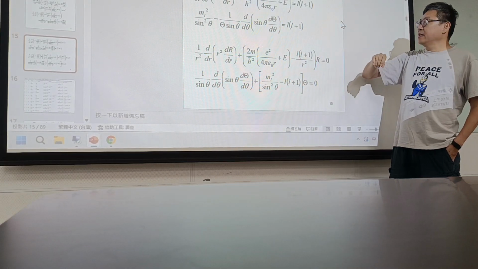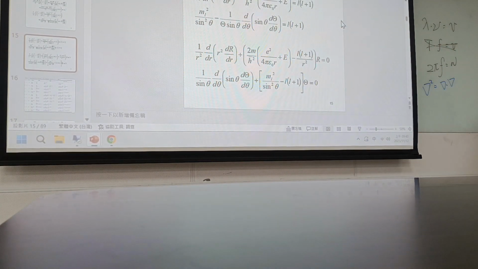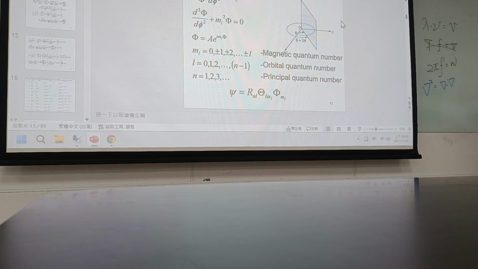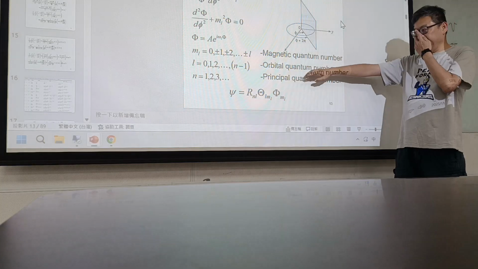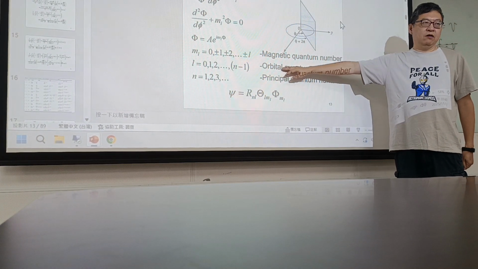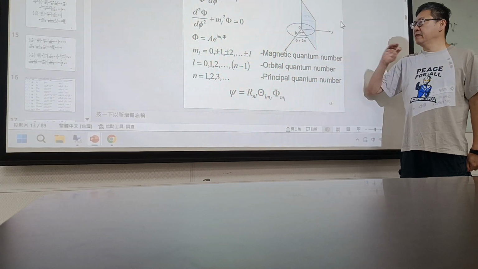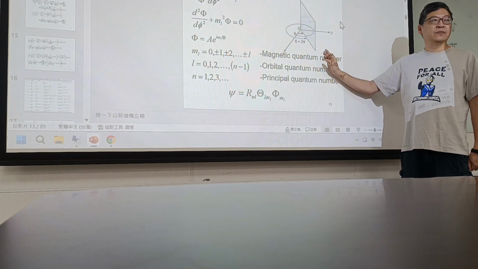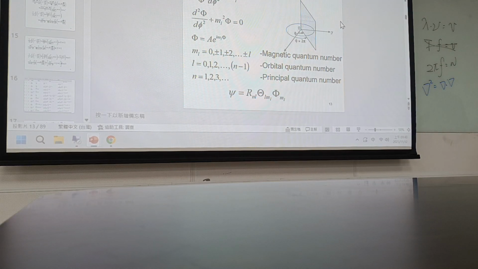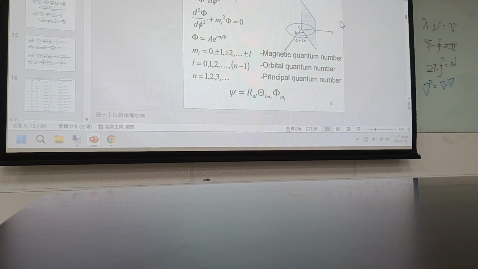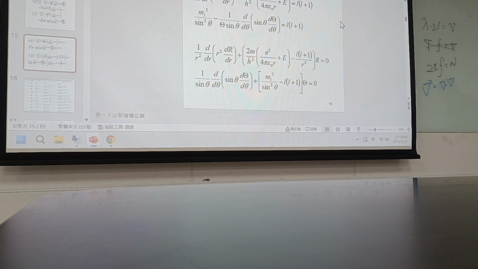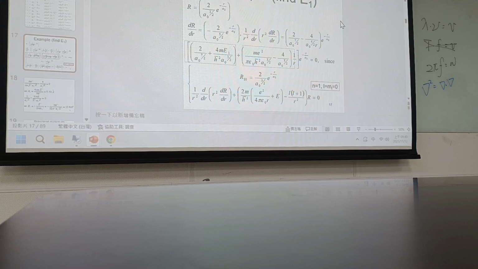Finally, we have some solution like this. This is our solution. We have this for the energy, this for the orbital momentum, this for the magnetic energy. And then we will try some example to help you understand all these numbers better. Next week we try this example, right?